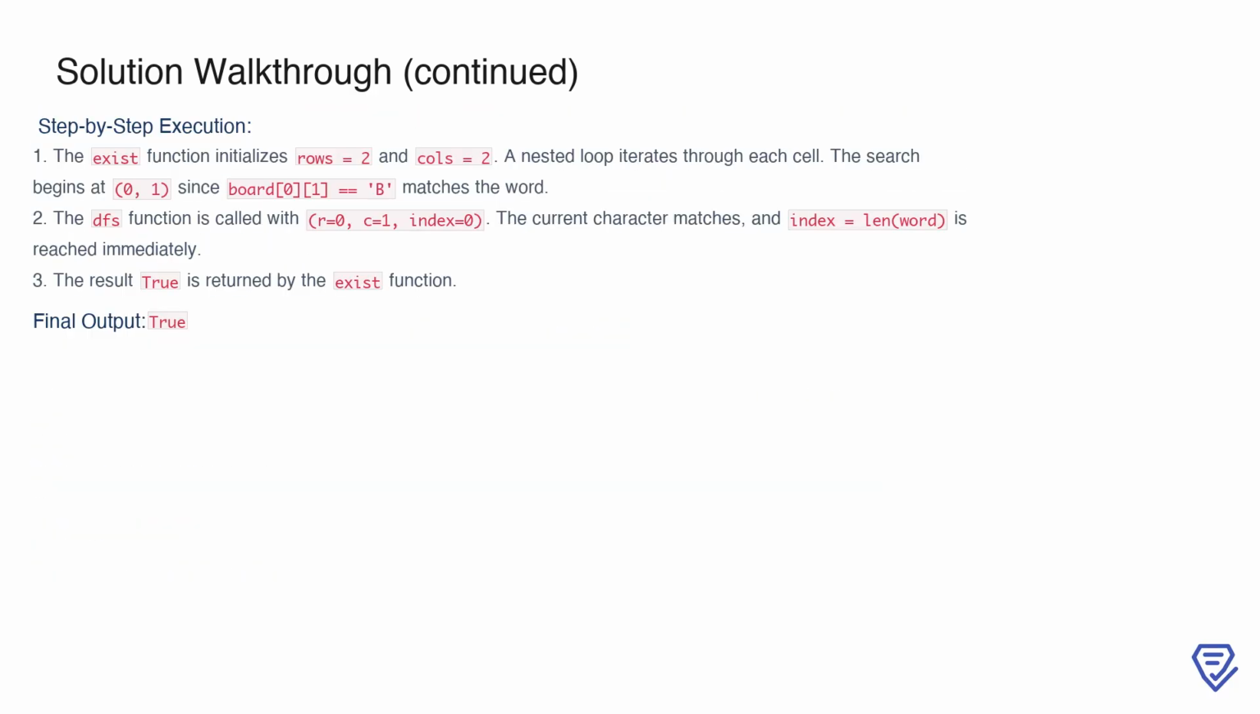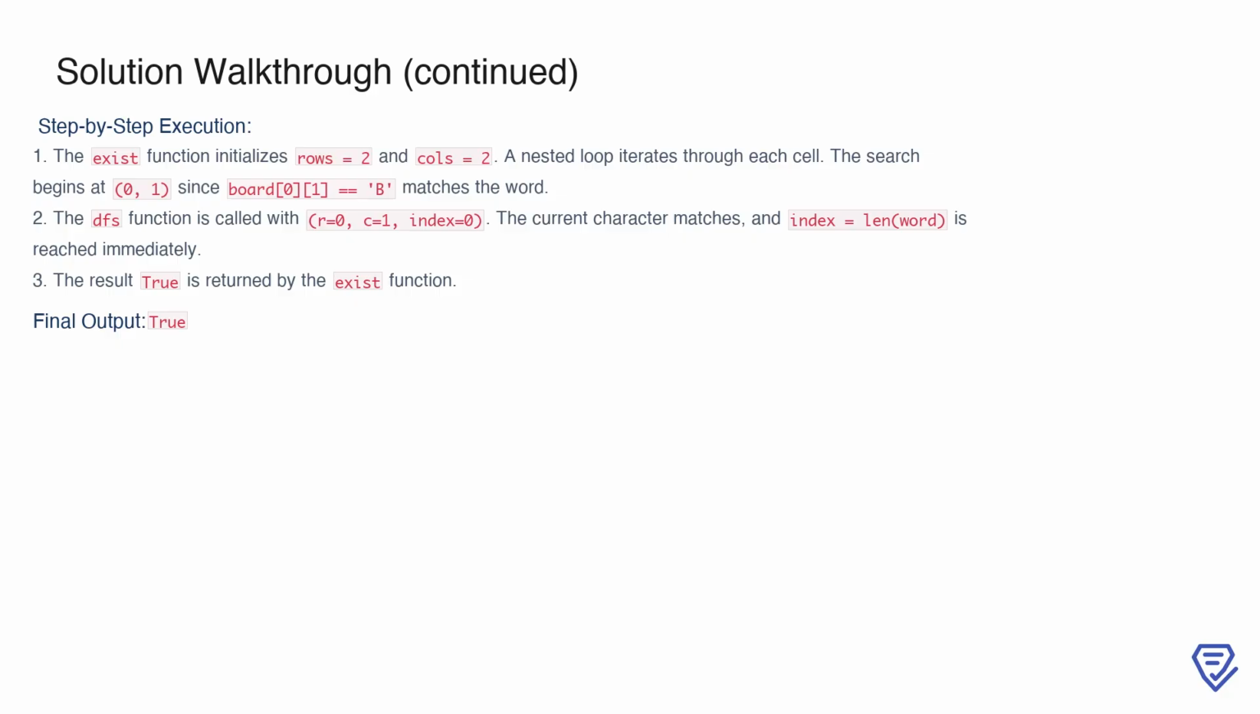Now, let's consider a simpler case with a 2x2 board and the word B. The exist function initializes the dimensions of the board as rows equals 2 and cols equals 2 and begins the search. At 0, 1, the cell contains B, which matches the word. The DFS function is called with r equals 0, c equals 1, index equals 0. Since the current character matches and the index immediately reaches the length of the word, the function concludes that the word is found. The result true is returned by the exist function. This demonstrates how even single-letter words can be identified efficiently using the same algorithm.